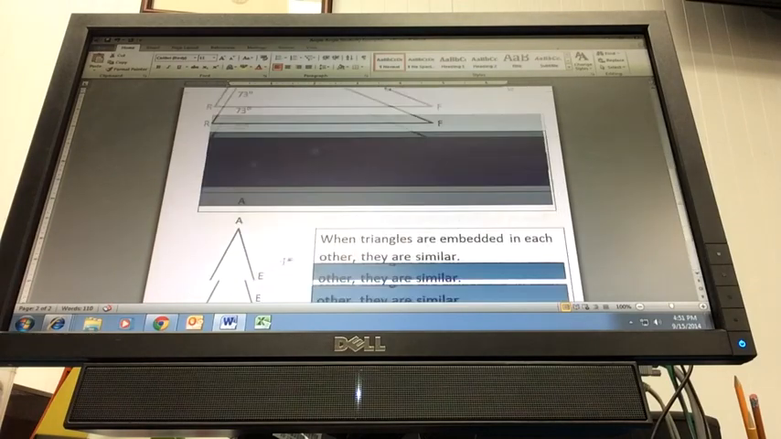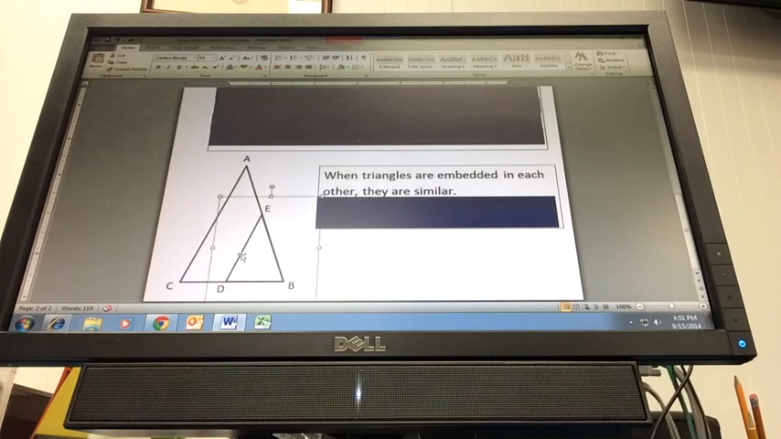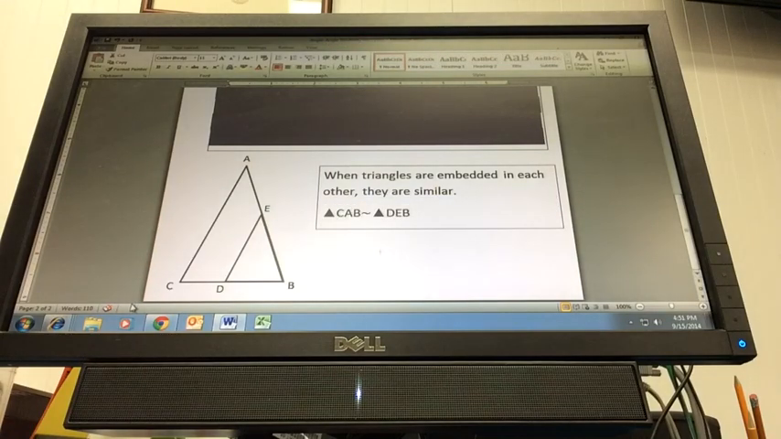See, I could take this triangle and I could actually move it around, and every time I move it around I see that the angles match up, and I could even move it over here, and that doesn't work well, but I can tell that each time I move the triangle, all the angles are congruent. So that means that triangle CAB is similar to triangle DEB.